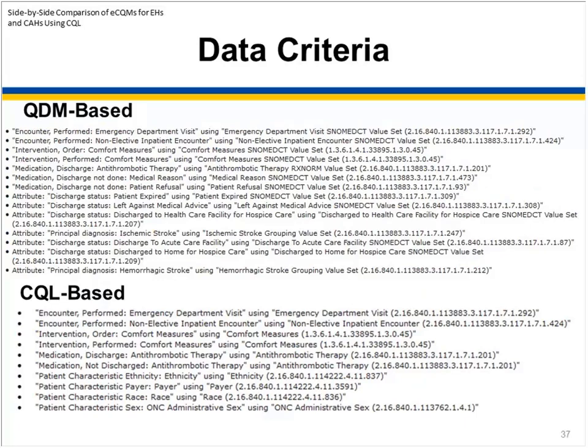All right, so looking at the data criteria, within the QDM based, you see all of the same data criteria in the CQL based, except for the attributes. Note that we don't use the attribute data criteria anymore. Those are referenced in the CQL directly and specified. The value sets are specified in the terminology section. Note also that we've included the supplemental data as data criteria.